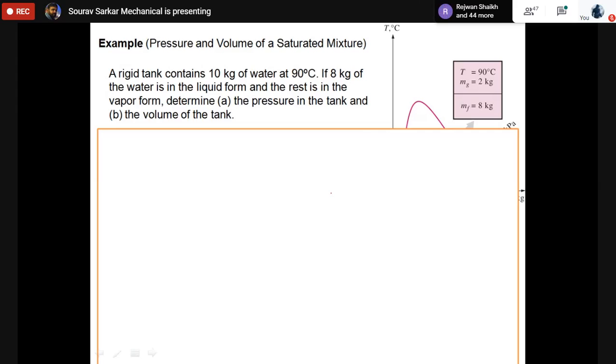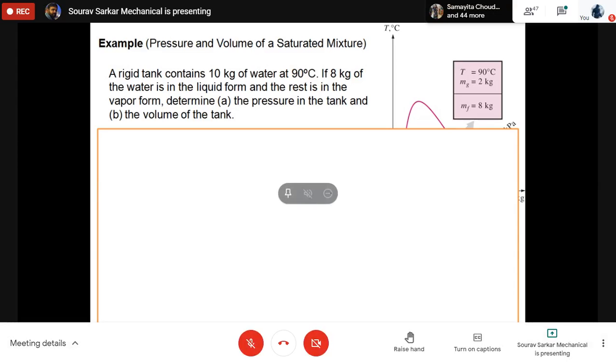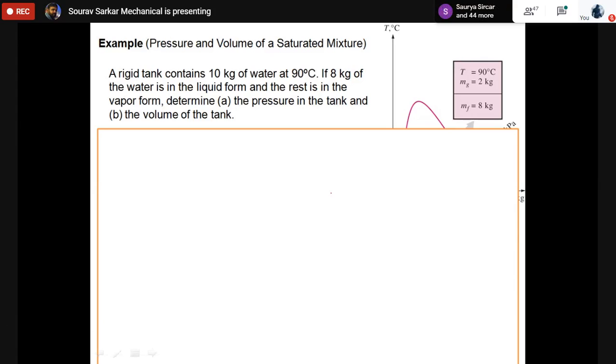Sir, I am getting 3.77 meter cube. Okay, so now tell me, what was your pressure? Saturation pressure? 70.183 kilopascal. Very good. So now what is your x? 0.2.